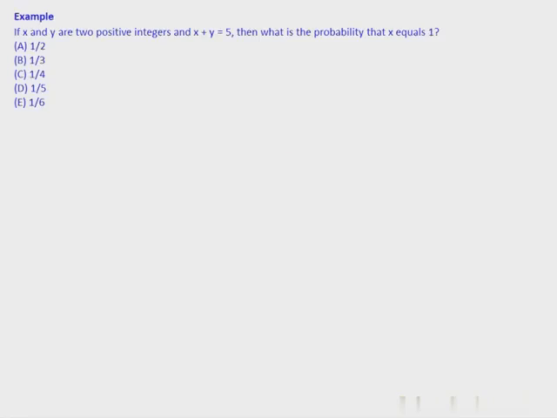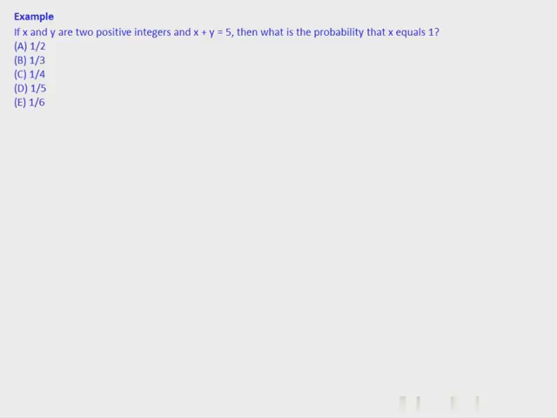Okay, let's switch to another kind of example. If x and y are 2 positive integers and x plus y equal to 5. What's the experiment here? It's not clear to me. So I need to go to the question to figure out what the experiment is. Then what is the probability that x equals 1? So the experiment seems to be, under the given conditions, pick x and find out what x can be.